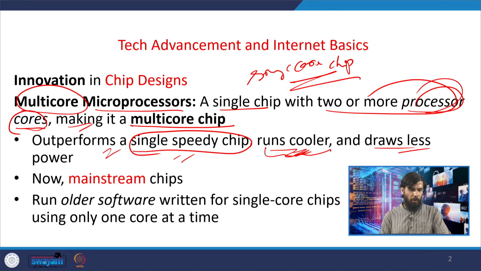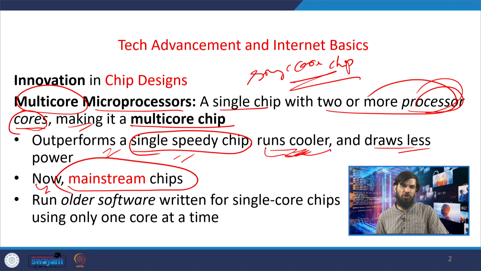Now, multi-core microprocessors have become mainstream. These multi-core chips have become mainstream chips. That means most of the computing devices that we buy nowadays, whether consumer devices from PCs, laptops to smartphones, or servers, in both cases these multi-core chips are mainstream chips nowadays. So, we have moved away from single core chips to multi-core chips, and the benefit is that it runs cooler, outperforms a single speedy chip, and draws less power.